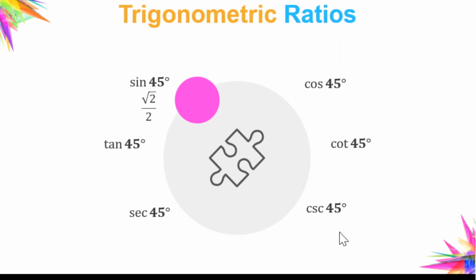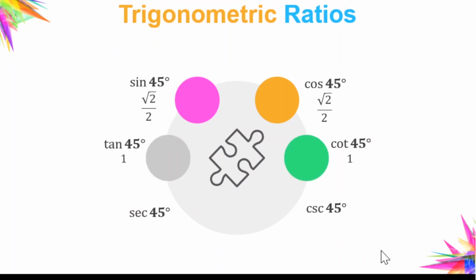So sine and cosine of 45 degrees are both square root of 2 over 2. Tangent and cotangent are both 1. Secant and cosecant are both square root of 2.